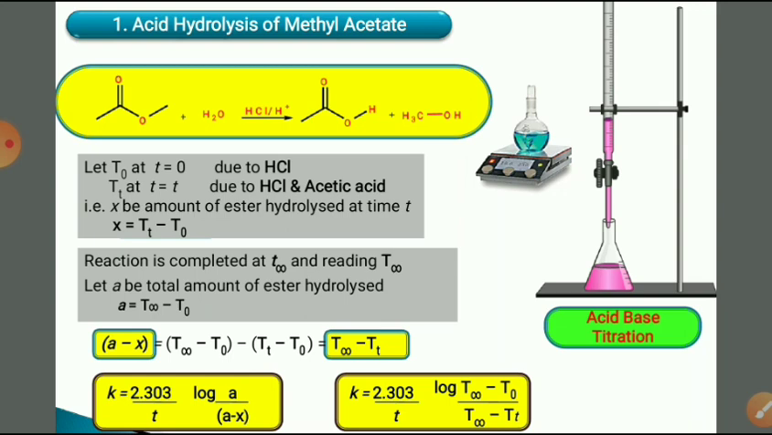So in this case, at regular time intervals we have to titrate the reaction mixture by taking a known volume and titrating against the alkali solution. So this is nothing but an acid base titration. Now let's see the next example.